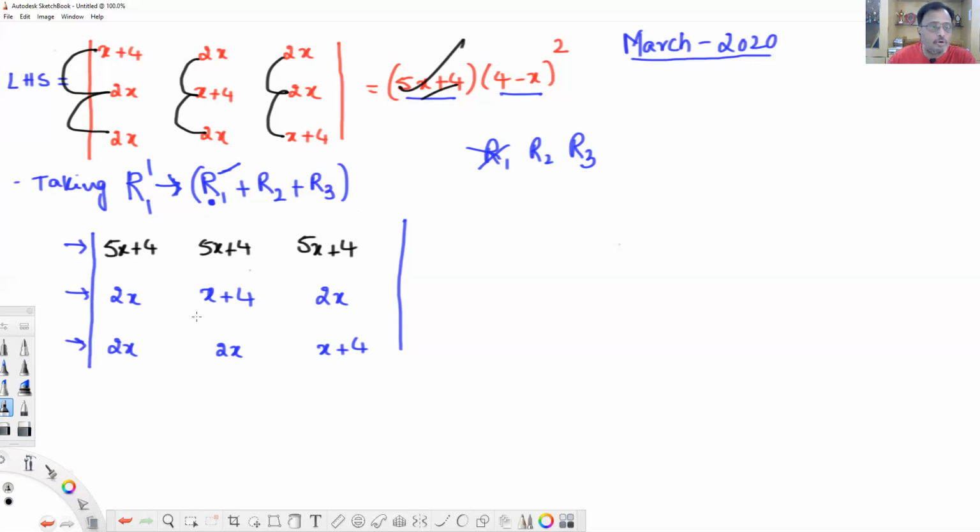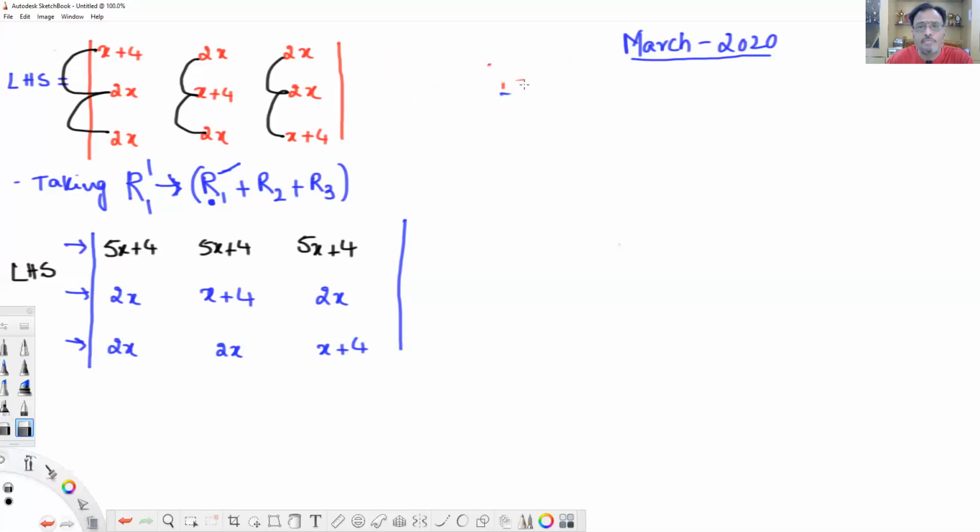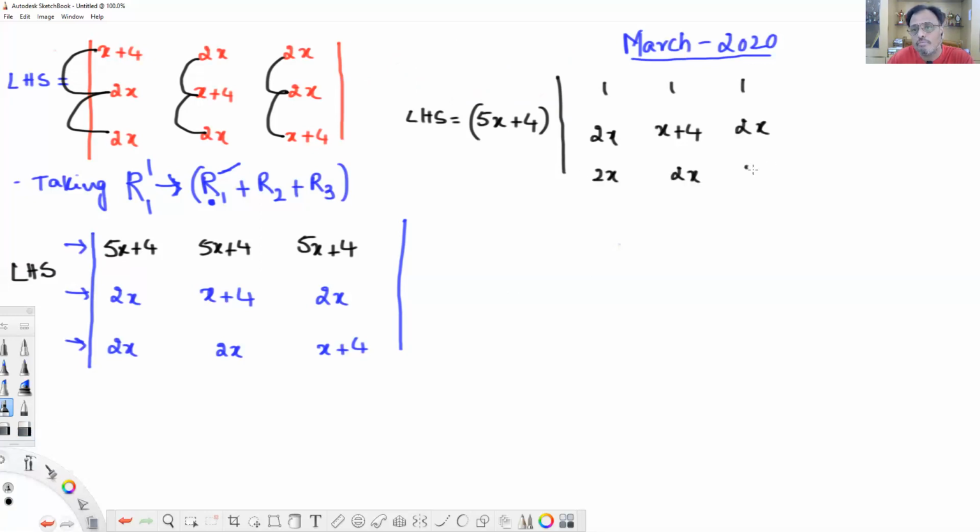So in the LHS, 5x plus 4, which is part of the answer to be proved, is a common factor in the first row. LHS is equal to 5x plus 4 times the determinant with first row 1, 1, 1, second row 2x, x plus 4, 2x, and third row 2x, 2x, x plus 4. Now next, the last and final operation.